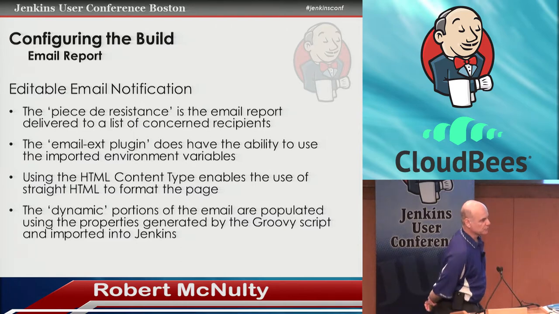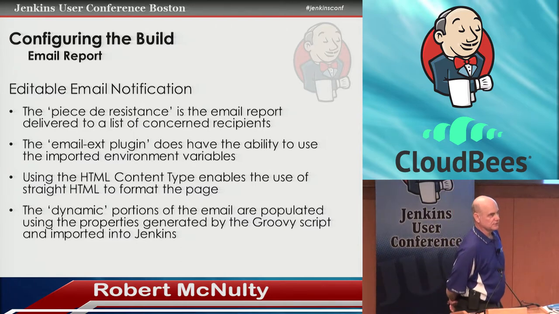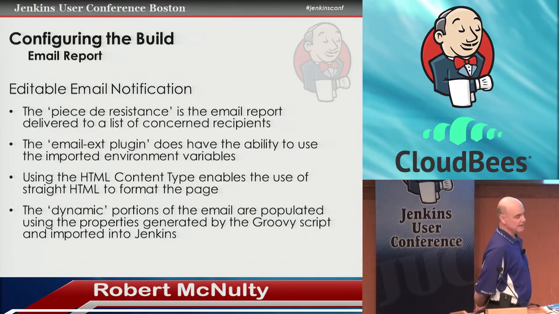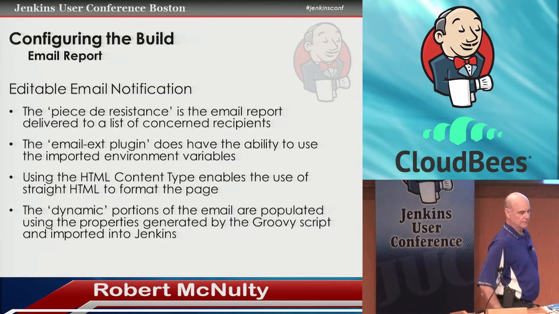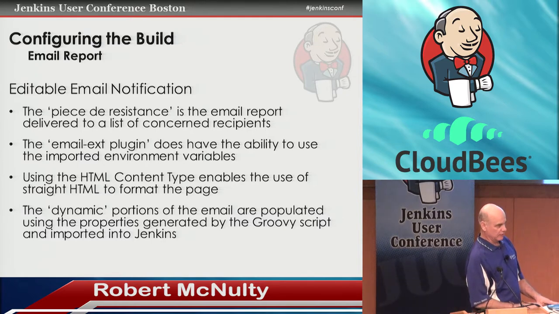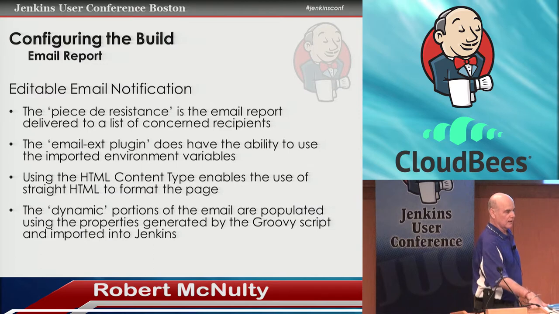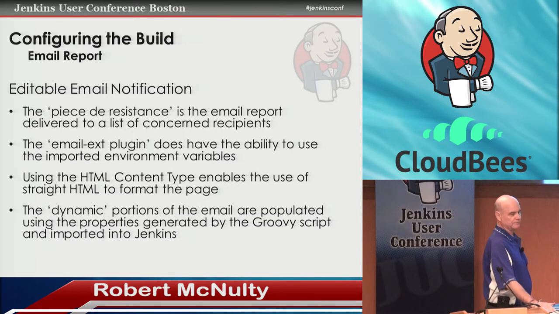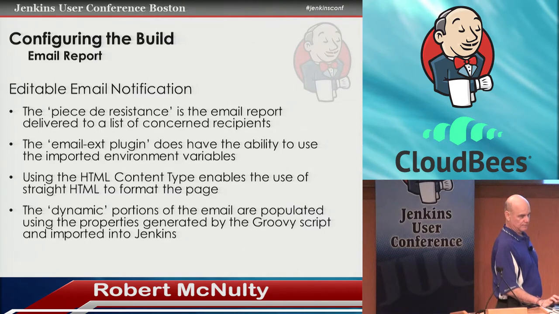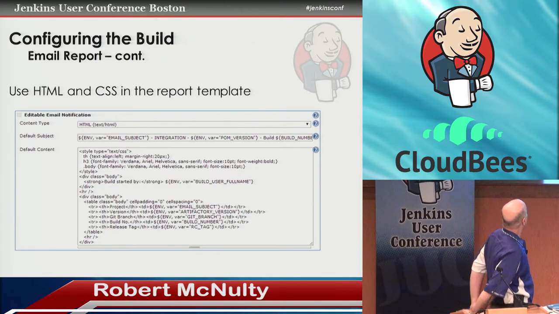Now, for the pièce de résistance, which is the basis for all this, is a nicely formatted email report that contains useful information for those that are receiving it. The email ext plugin has a good ability to use the imported environment variables, unlike the Tomcat plugin. Using the HTML content type enables the use of straight HTML in the template. And the dynamic portions of the email are populated using the properties that we generated in the Groovy script and imported. So here is an example.